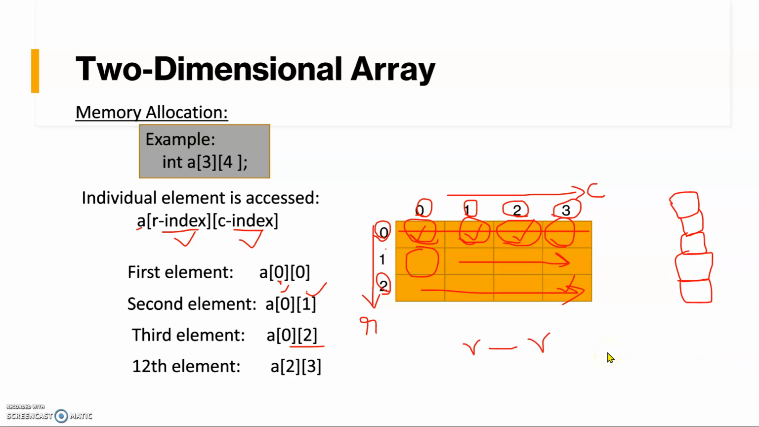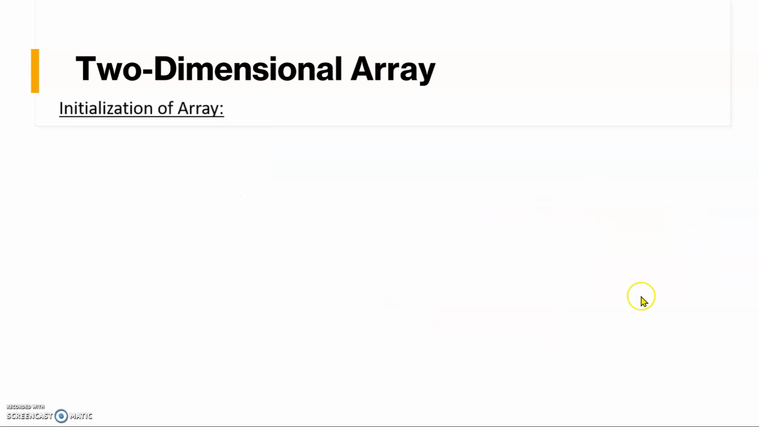So in a two-dimensional array, memory will be allocated and values can be accessed row by row only, not like this, not like this. It will be accessed row by row only. Okay, so let us see the initialization. Initialization is nothing but assigning values into a two-dimensional array, and that can be done at compile time and at runtime.